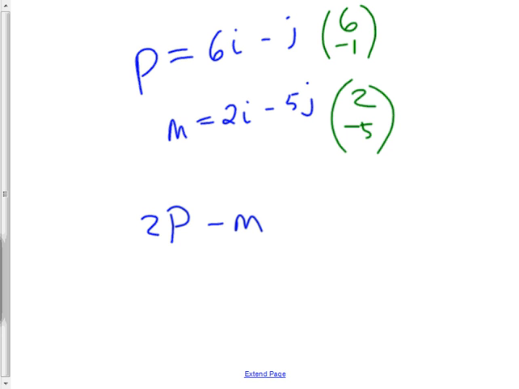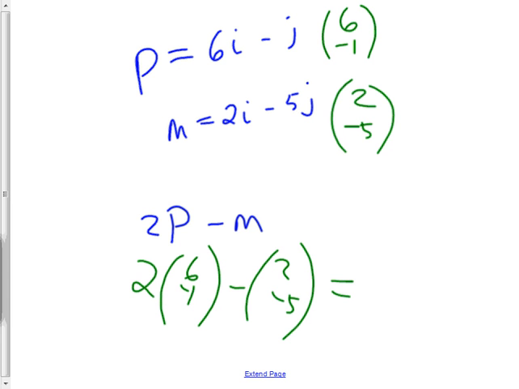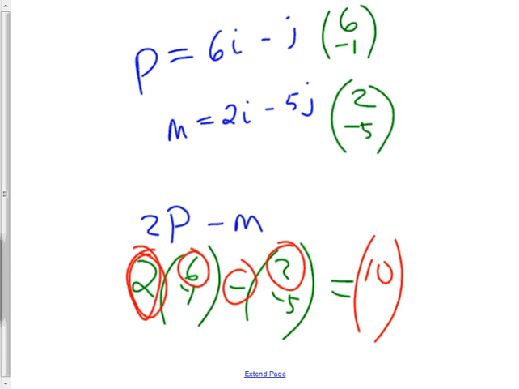So, did you go 2 times 6, -1, minus 2, -5, and that just makes a little equation. 2 times 6 is 12, minus 2 makes 10. And 2 times -1 makes -2, minus -5 means -2 plus 5, which makes +3. Raise your hand if you had 10, 3. Okay, good. There you go. You learn new stuff.